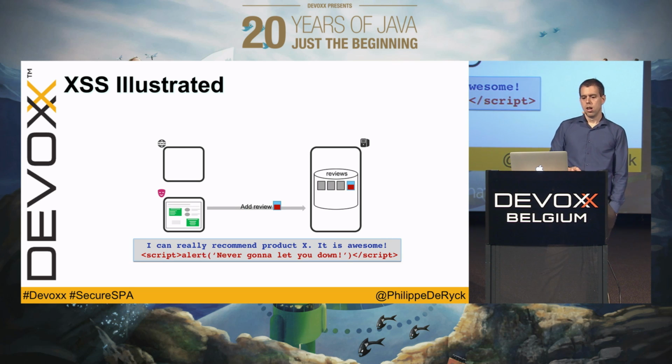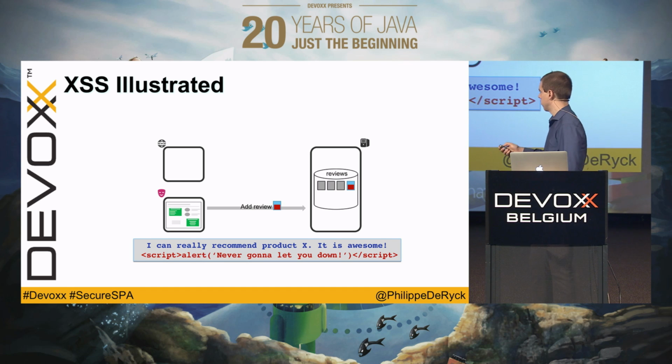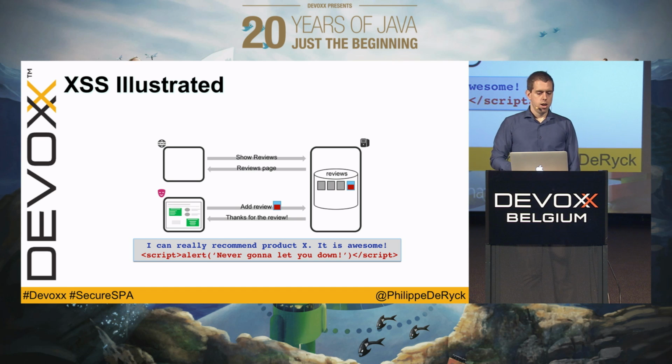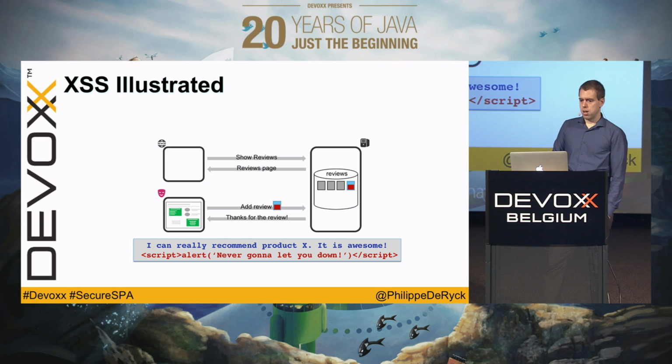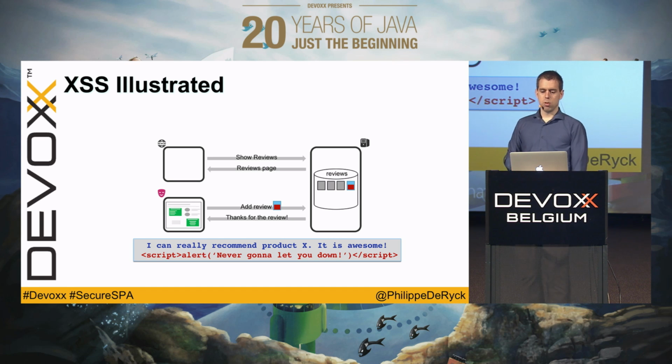Everything looks fine. In the review, however, you have the review, like I really recommend product X, or Devoxx is really awesome, you should go there. But the attacker also embeds a piece of script tag, which contains a piece of JavaScript code. This is the cross-site scripting payload, and it's shown in red throughout the schematic. The server is not aware that there's script in there, he simply accepts this, and thanks the attacker for the review.